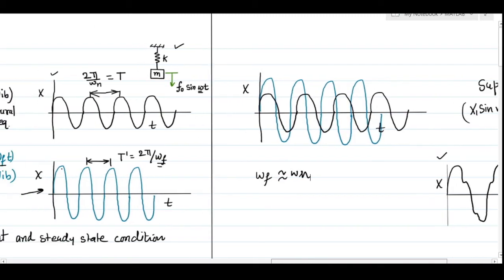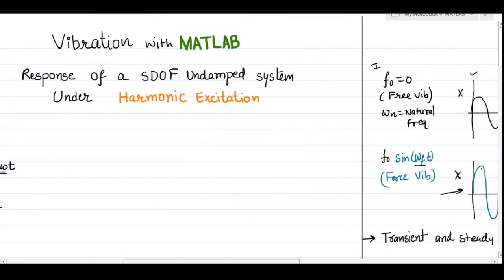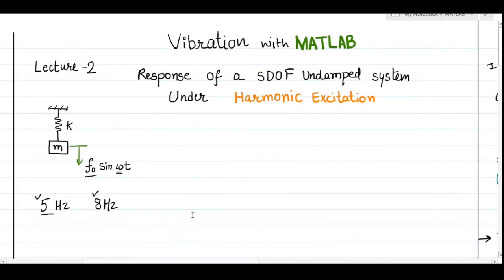Now the last part before we go and see the MATLAB code is the state space formation of our governing equation. In the last class we have already seen how we do the state space formation, and after doing the state space formation your second order ordinary differential equation becomes two single order ordinary differential equations.